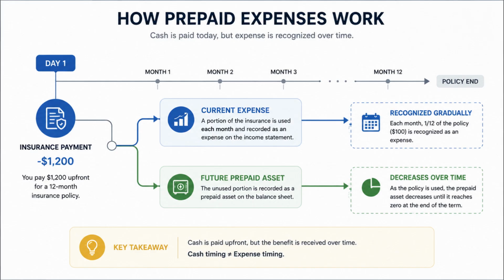Now let's reverse it. Suppose you pay $1,200 for annual insurance. Cash immediately leaves your bank account, but economically you haven't used all the insurance yet. So the income statement does not immediately show the full expense. Part becomes a prepaid asset and part becomes expense over time. Again, cash timing and economic reality differ.